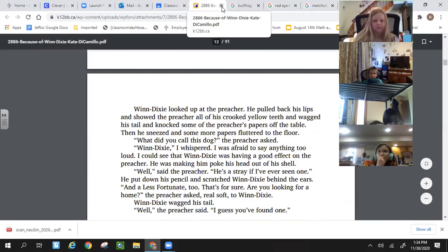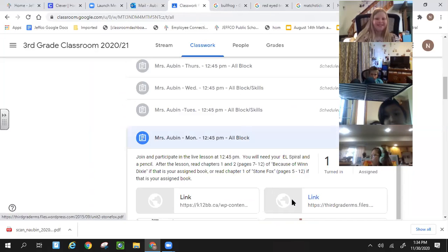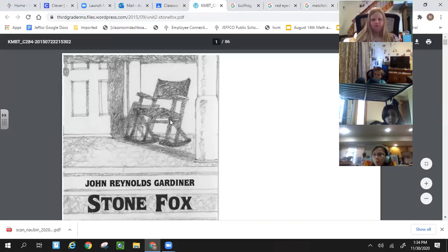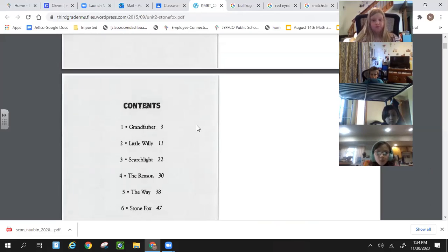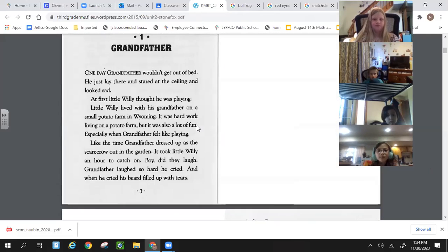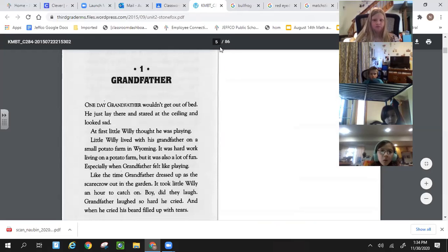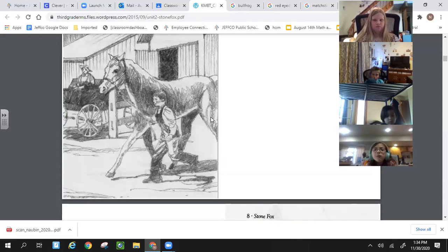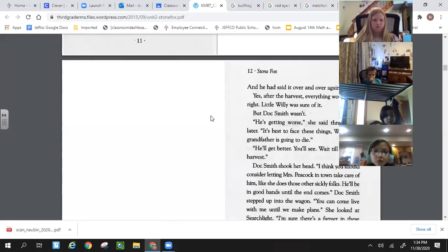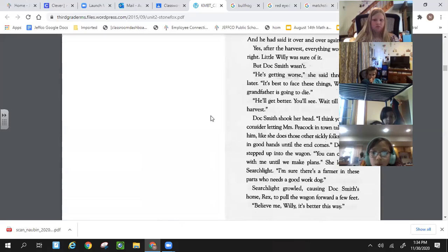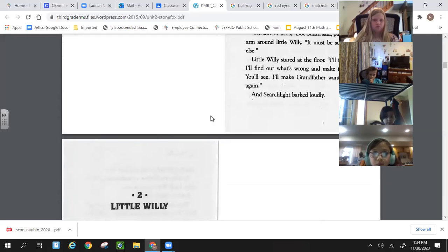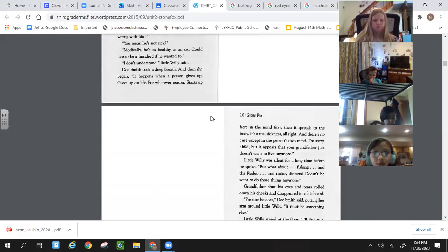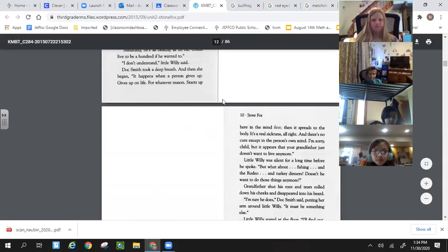The same thing is for Stone Fox. When you click on Stone Fox in your Google Classroom assignment, it says page 1. Well, you're not actually starting on page 1. You start on page, here it says chapter 1, where it says grandfather. You start on page 5. And when you get to the end of chapter 1, you don't want to read chapter 2, only chapter 1 for Stone Fox, people. You don't want to read Little Willie. It ends right here on page 12.